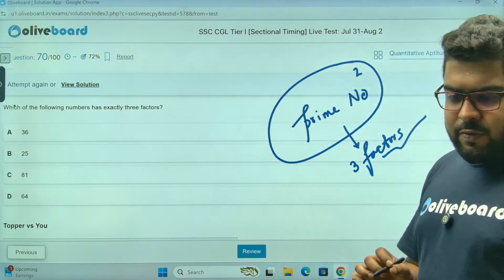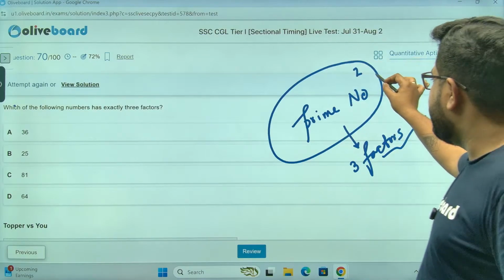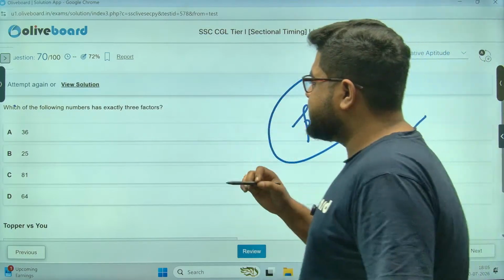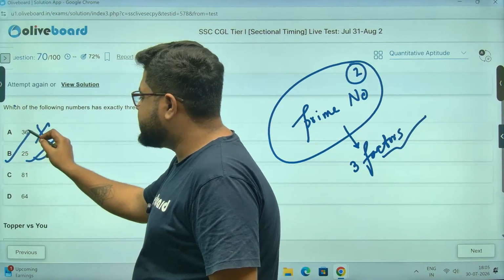Why is that, sir? Because a prime number, you cannot break it down even further. So 2 plus 1, 3, that is the only possible answer. This is 6 square, not a prime number. 5 square, sir, prime number square. That's my answer. Option B.